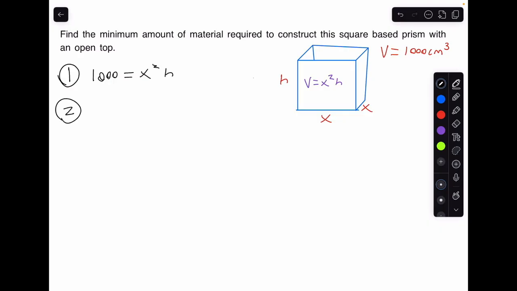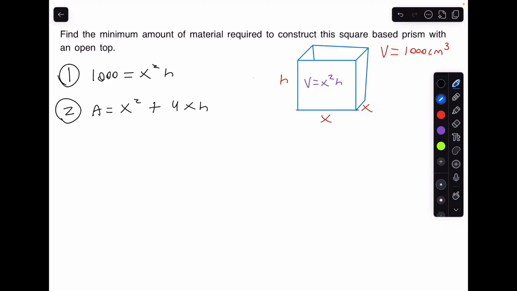Our second formula is area, and the area is just the area of the base plus the area of each side. Remember, the top is open. So the area of the base is just x times x, which is x squared, plus each side. So there's 4 sides, and each side is just x times h.